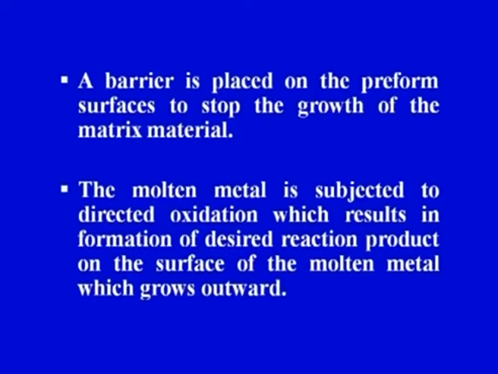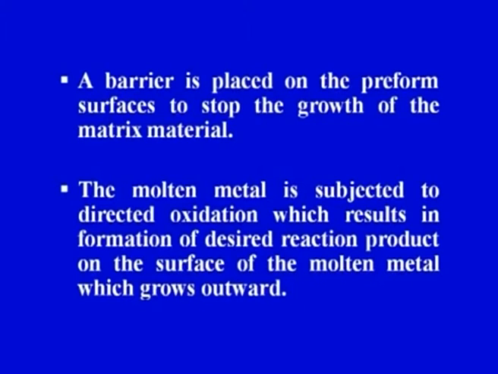Before going to the next point, let us first revise this particular point, because this is also important. A barrier has to be placed on top of the preform. So a barrier is placed on the preform surfaces to stop the growth of the matrix material. So next point is the molten metal is subjected to directed oxidation. So as I have told in the very beginning, in the start of the lecture itself, that the name of the process is directed metal oxidation.